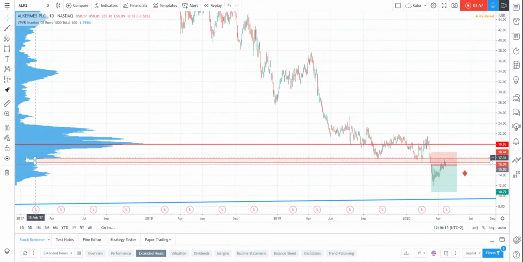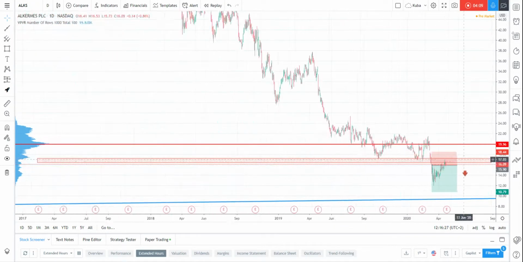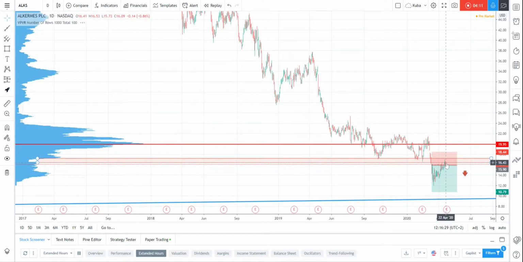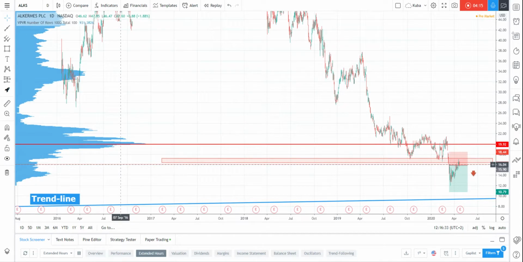We have a low volume node. Nobody wanted to trade that price. And it's also a very nice retracement level. And look what happened. The market stopped and gave me a chance to open a short trade. Yes, it might be a losing trade. Nobody knows now. But we have insiders, commercials.